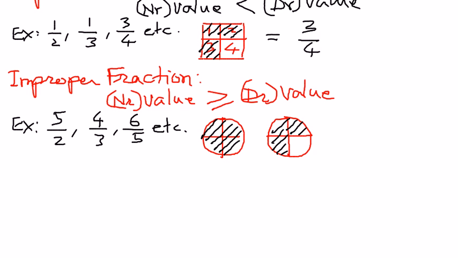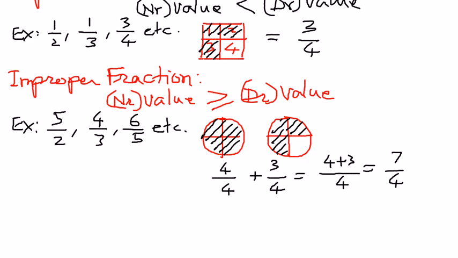the first circle has 4 parts to it. First circle, the four parts are shaded out of the total of 4 parts, plus the second circle, 3 parts are shaded out of the total of 4 parts. So if I were to combine these two, the common denominator is 4. 4 plus 3 is equal to 7/4. 7/4. 7 is in the numerator, 4 is in the denominator, therefore this is an improper fraction.